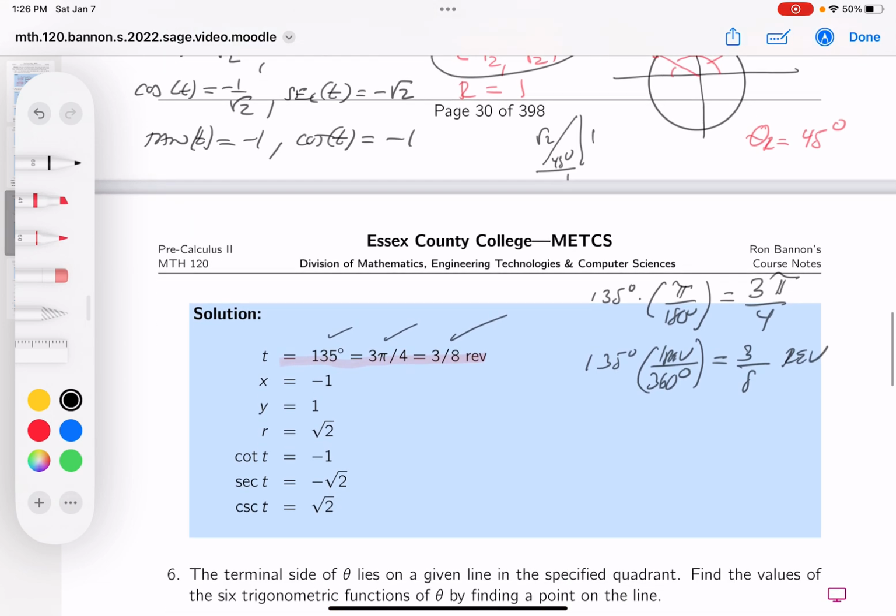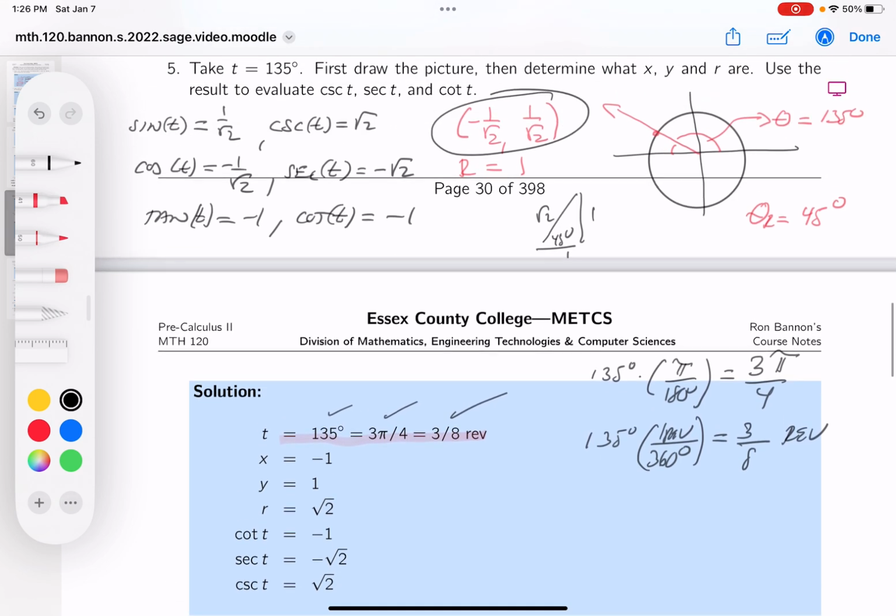So that's fine. Let's see if we got the answers correct. And we'll go through it one step at a time. Cotangent, minus 1, secant, minus root 2, cosecant, root 2. We're doing fine. Thank you.